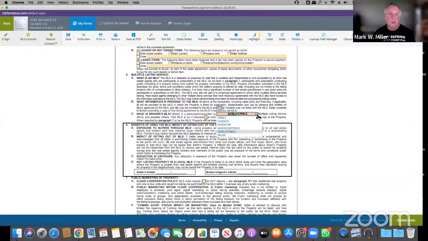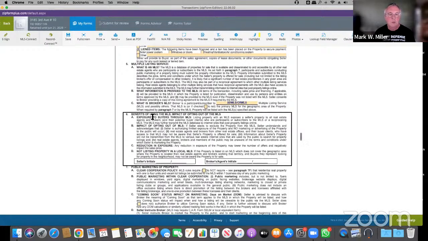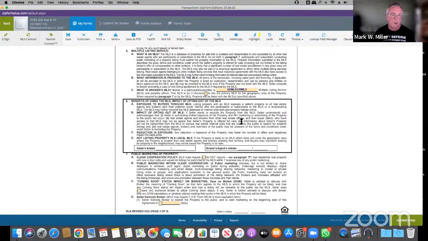Yeah, that's correct. Those choices that are there are just specific to Robert's own personal account, previous entries that he had put in that field. So those are not always going to appear in all of your accounts. But SDMLS/CRMLS would be the correct thing to put there.